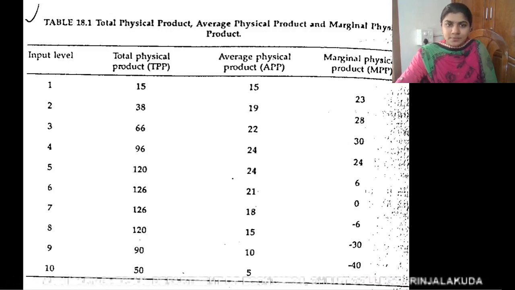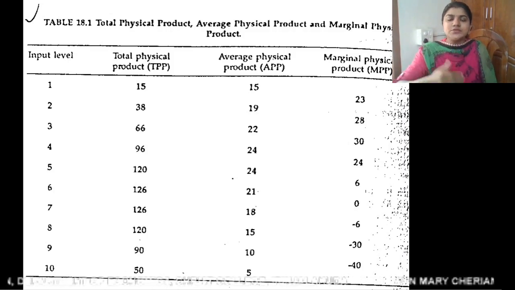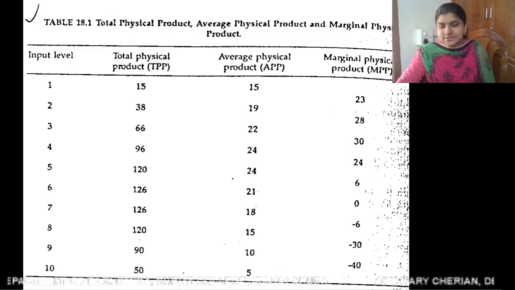TPP by input level is APP. So, 38 by 2 is APP. So, average physical product becomes 19. And when 3 inputs are used, APP becomes 66 by 3, that is 22. Likewise, we can find average physical product.